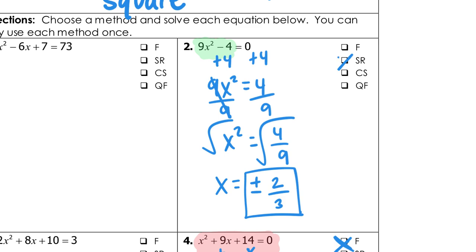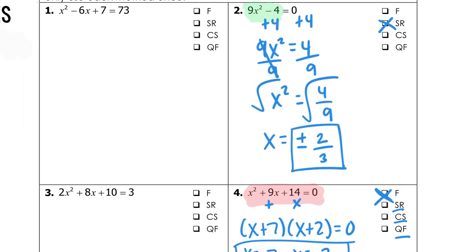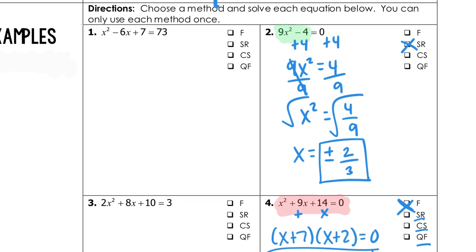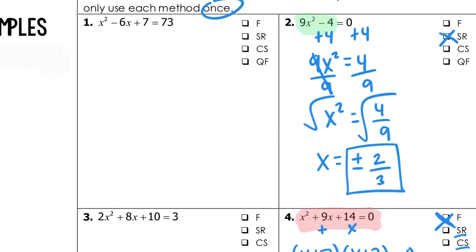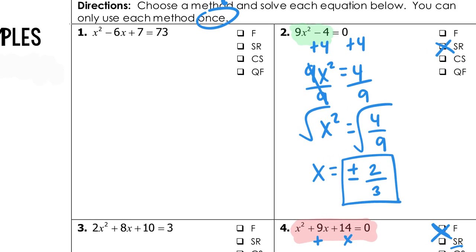And on that one we use square roots, so I'm just crossing off square roots because it does say we can only use each method once, like in the directions. Okay, neither of these other ones are in standard form, so it's a little bit hard to tell if they're factorable. Plus I already used factoring, so for this particular time it's not really an option anyway. So we're using completing the square and then the quadratic formula.